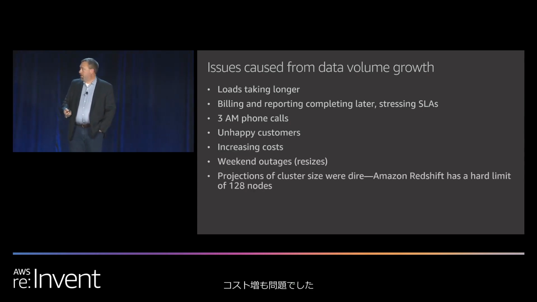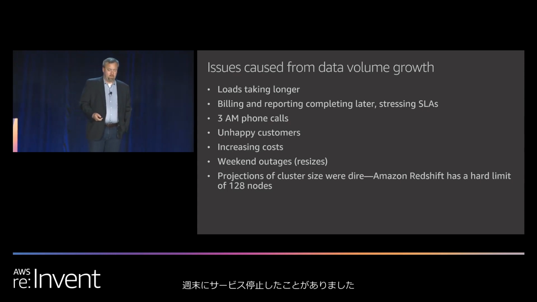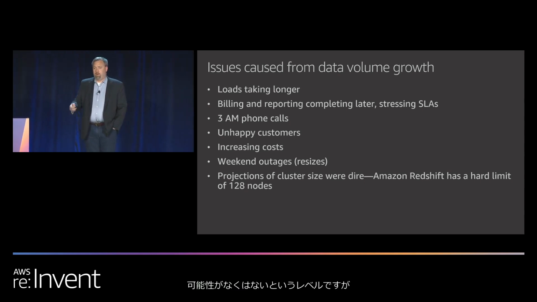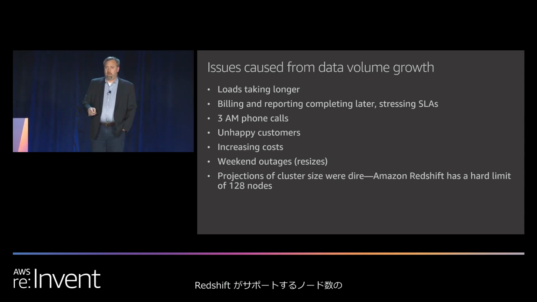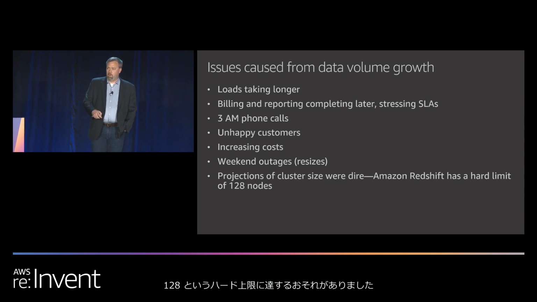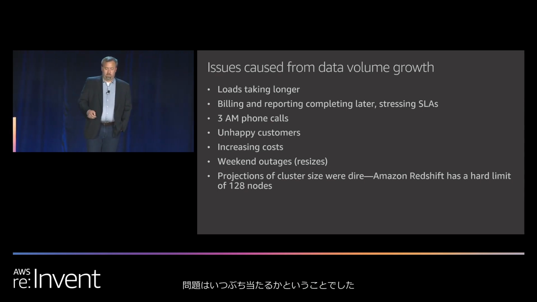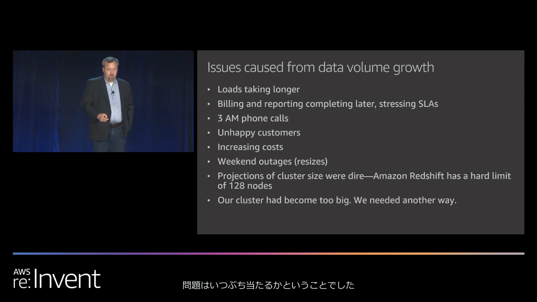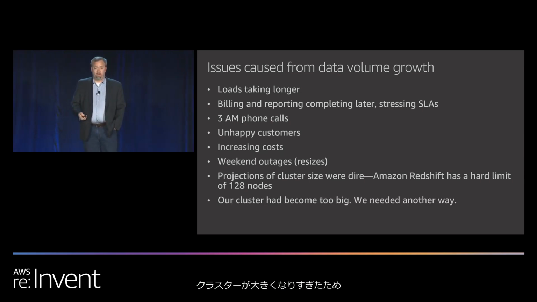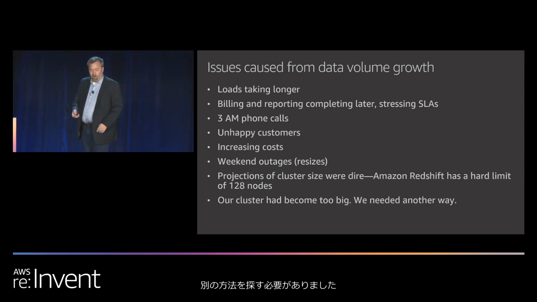We also saw increasing costs. We had these weekend outages for these resize events, and when we did our projections looking forward, it was not out of the realm of possibility that we would hit the hard limit of the number of nodes that Redshift supports, which is 128. So that's the brick wall that I was talking about. It was out there, we just weren't sure how far away it was. So our cluster had become too big, and we needed a better way.